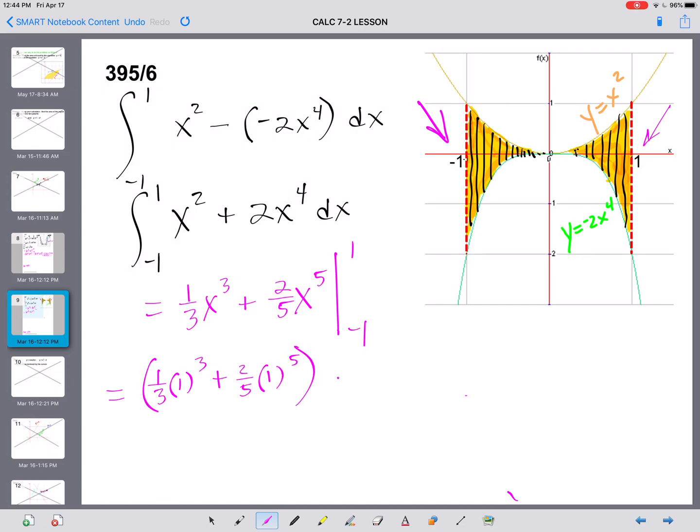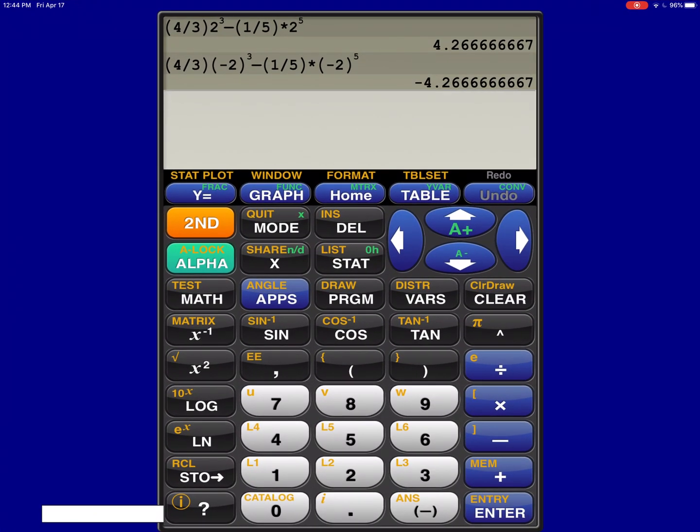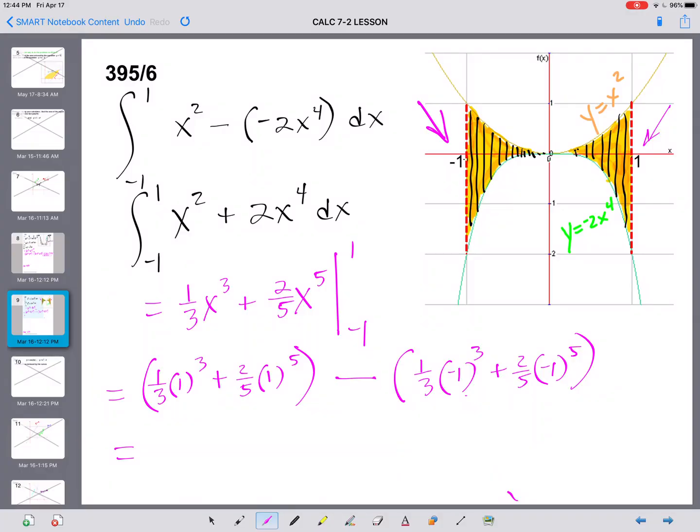Okay, good. That's going to be a big minus. Now let's put the -1 in. 1/3 times -1 to the 3rd, plus 2/5 times -1 to the 5th. Let's see what we got here. I'll do it in my calculator. Now this first one is just going to be 1/3 plus 2/5. Okay, here we go. 1/3, plus 2/5, in parentheses. Boom, there it is, 0.73.